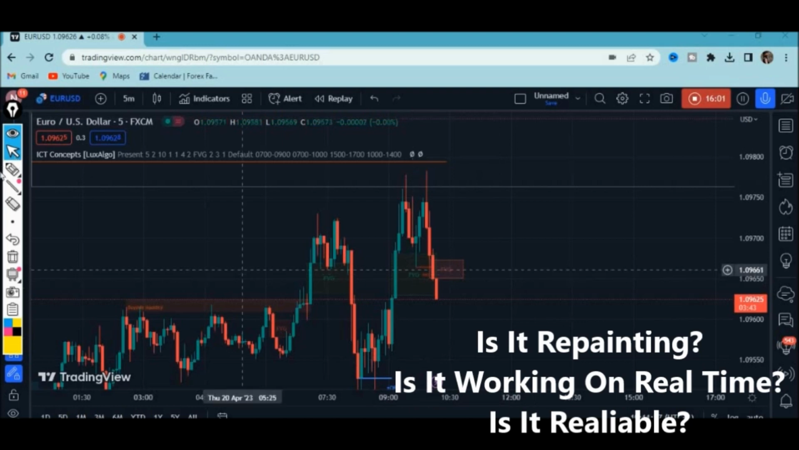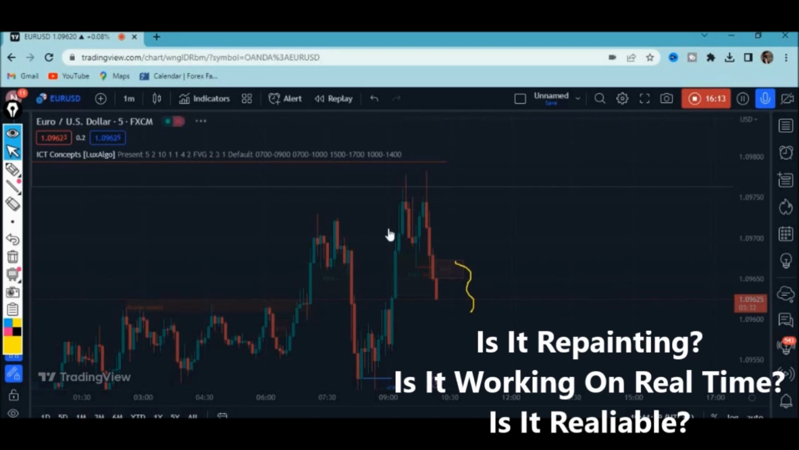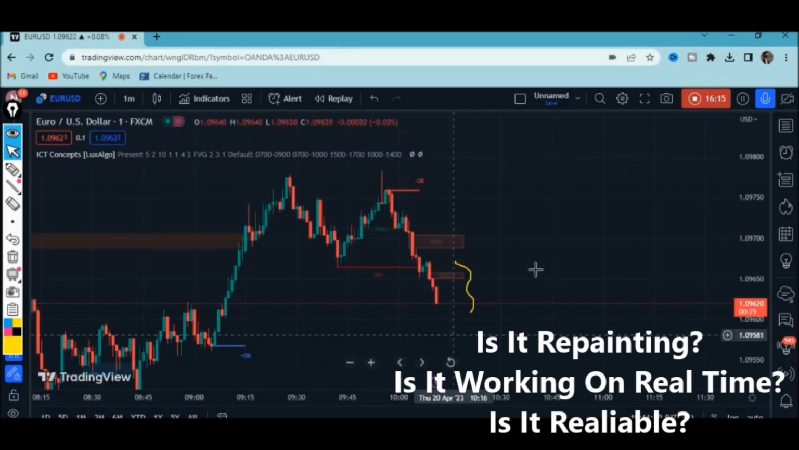So guys, what do you really see over here? The market really proceeded to the downside. This is 5 minutes time frame. Let's go to 1 minute time frame. Oh my god, I really love this indicator. I hope it is really going to help us.